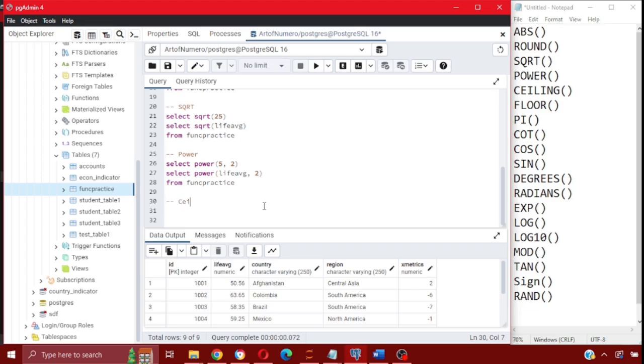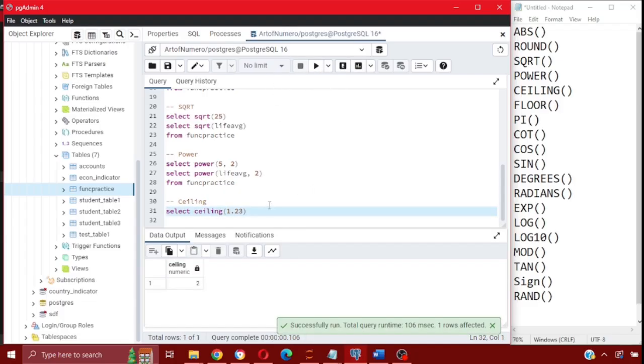Ceiling and flooring, these are also very basic concepts. Ceiling returns the smallest integer value not less than x. So let's say you select ceiling and you put 1.23, you're going to get 2. Why? Because flooring gives you the other way around. Ceiling is going to give you 2 because it's returning the smallest integer value not less than x. X is 1.23, so the smallest integer not less than x is going to be 2.